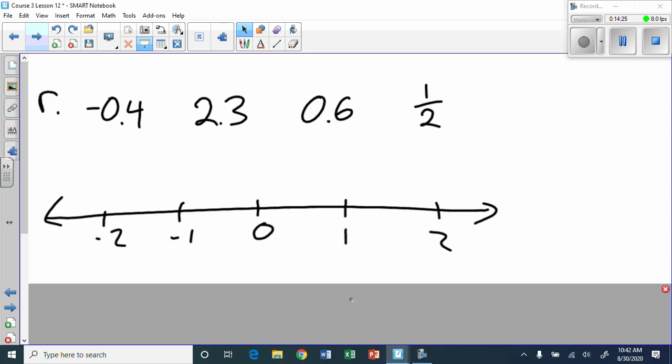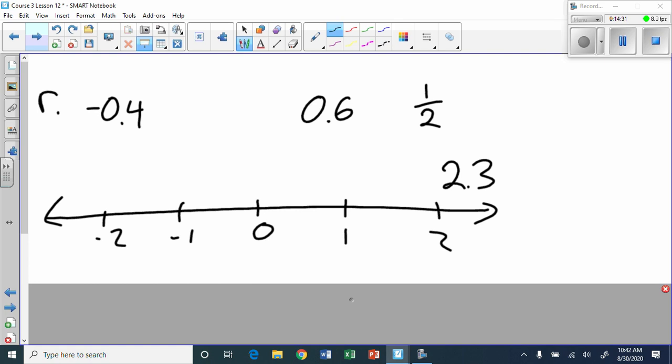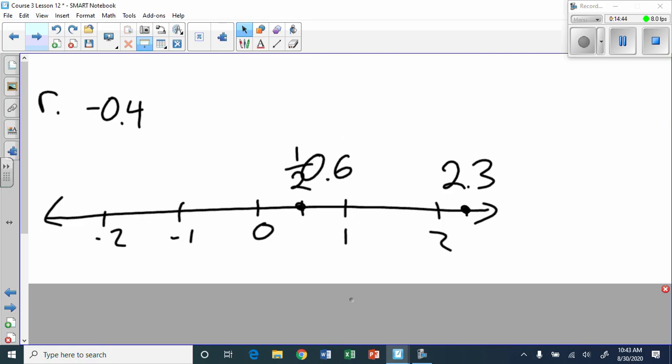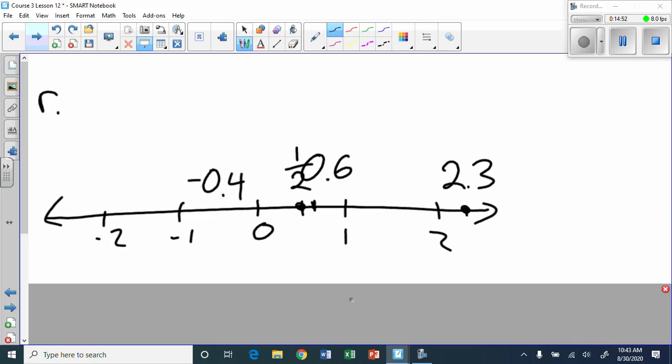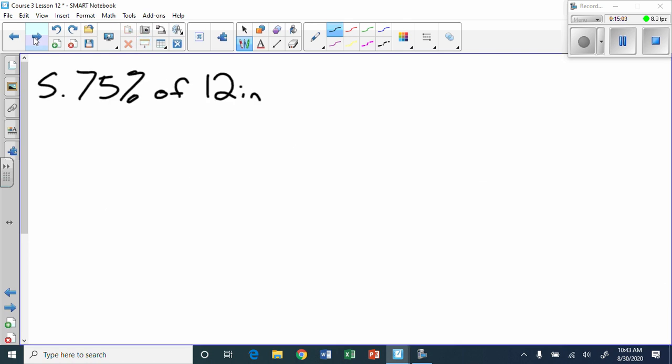But as I look at this, I see 2.3. That's actually more than 2. 2.3 is going to be somewhere over here. 1/2 would be somewhere here. 6/10 is more than a half. So my 6/10 is going to be somewhere here. And then we got negative, this is the only negative one, so it's going to be down there. So as I look at those, my order. If you want to make them all decimals, line them up, you can do that as well.